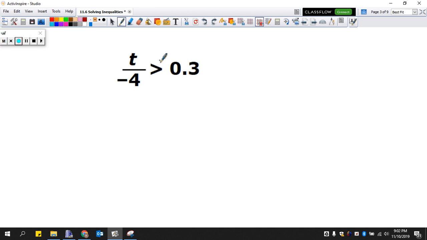Here we're saying t divided by a negative 4. Once again, even though it's a negative, the inverse operation is still multiplication. We're going to multiply by negative 4. Then, because we multiplied by negative 4, this inequality symbol switches around, so it goes from a greater than to a less than. And 0.3 times negative 4 is negative 1.2.